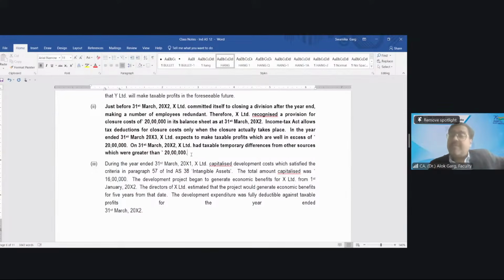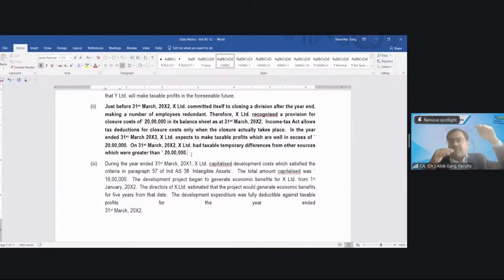The tax department is saying, I don't know this accounting entry. The company's books say, Ind AS says that you have to debit provision for restructuring expense account and credit provision for restructuring liability account. The income tax department says that I don't know this accounting entry. So first of all, liability book base is 20 lakh on 31st March 2002. The liability tax base is 0.